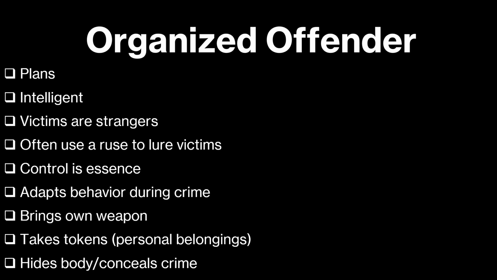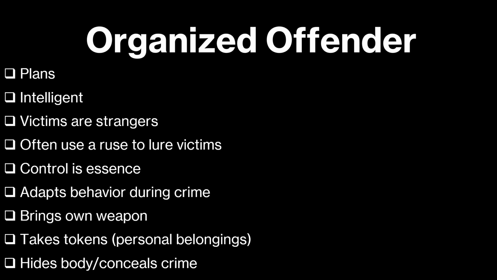They typically will take some type of personal belongings after the commission of the crime to remember the victim. So, like a ring, or they'll take their own photos, something like that. But the organized offender also hides the body and conceals the crime. That is also key.